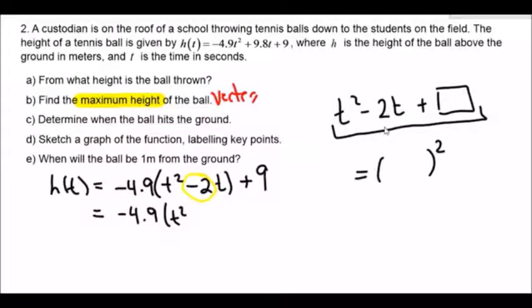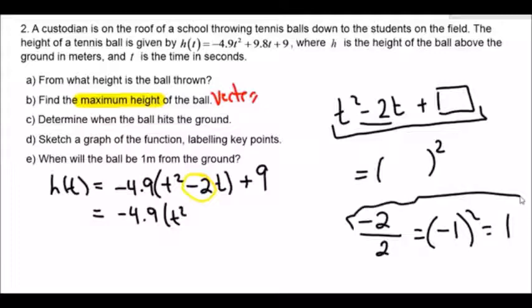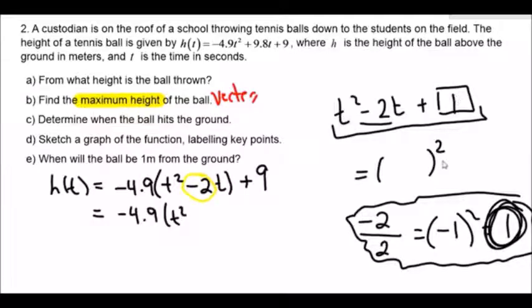Well, that's where we do this process. I need to take this number, which is negative 2. I need half of that number, so that would give me negative 1. And then I need to square that result, and that gives me 1. I've written some bad math here, but that's okay. This tells me that the magic number is 1.